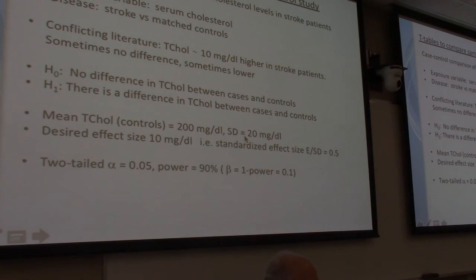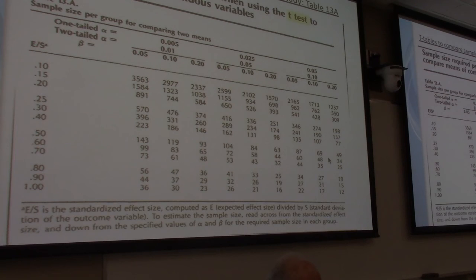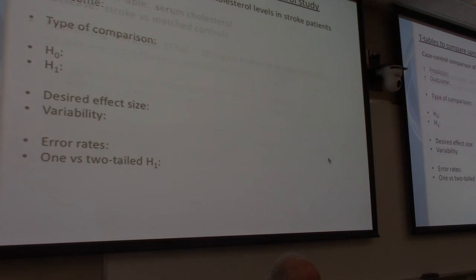I talk to the neurologist and the cardiologist, and I say, well, how big a difference do you think would be clinically important? And they tell me 10 milligrams per deciliter, which means I have a standardized effect size of 0.5. So, let's hide that for a second. Tell me, Mary, what my error rates are going to be and whether I'm going to be doing a one-sided or two-sided alternate hypothesis.